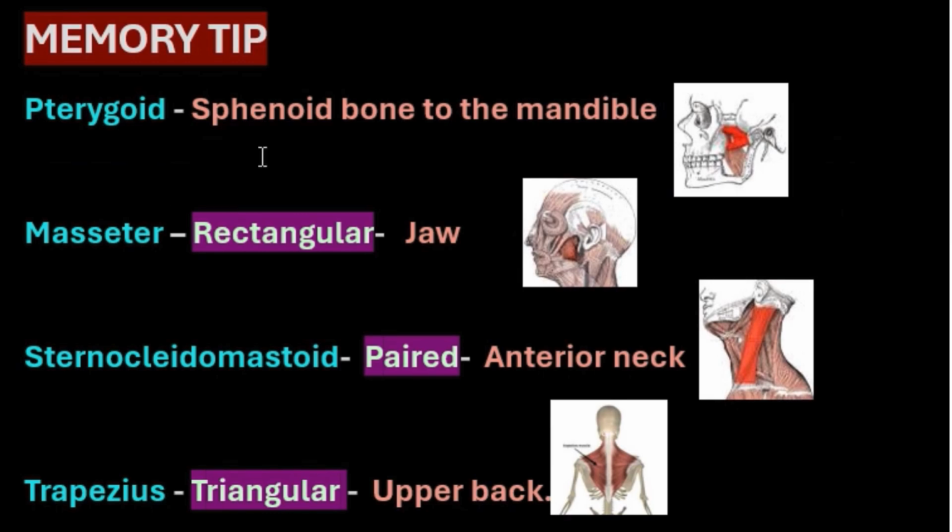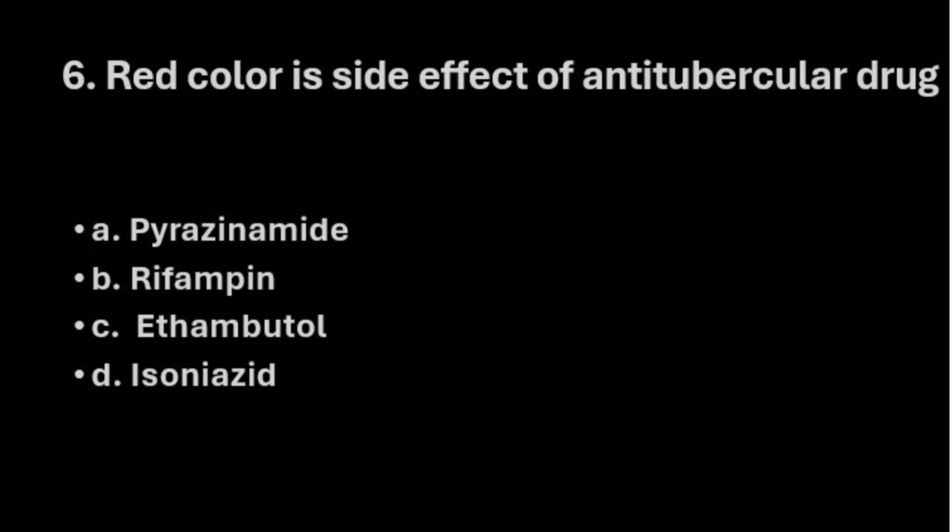Let us see the memory tip here. Pterygoid, sphenoid bone to the mandible. Masseter, rectangular muscle. You can see the color coding here for the shape and the location, jaw. Sternocleidomastoid, paired muscle in the anterior neck. Trapezius is a triangular muscle in the upper back.